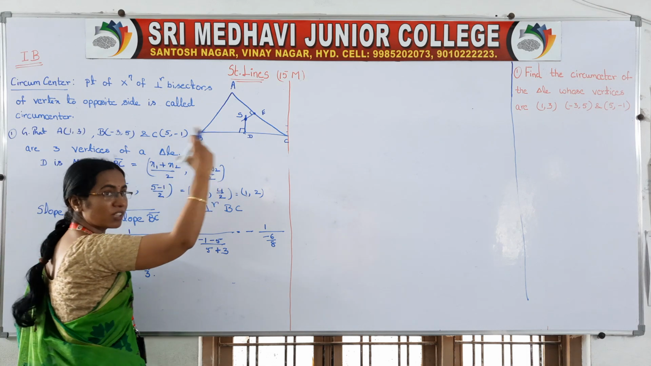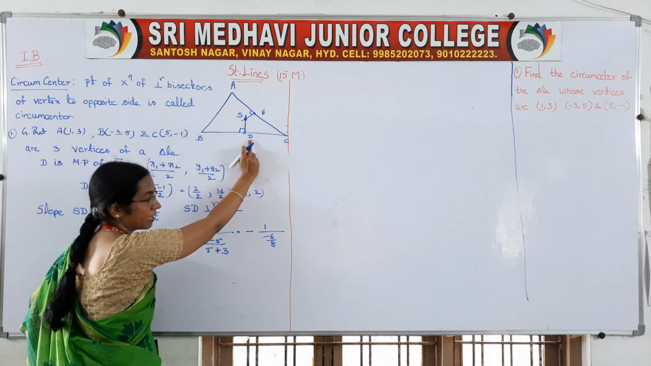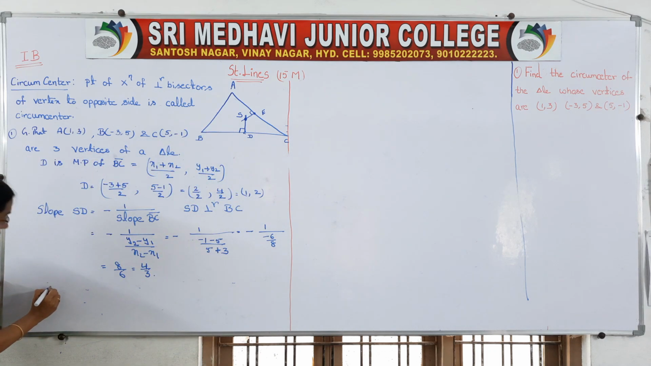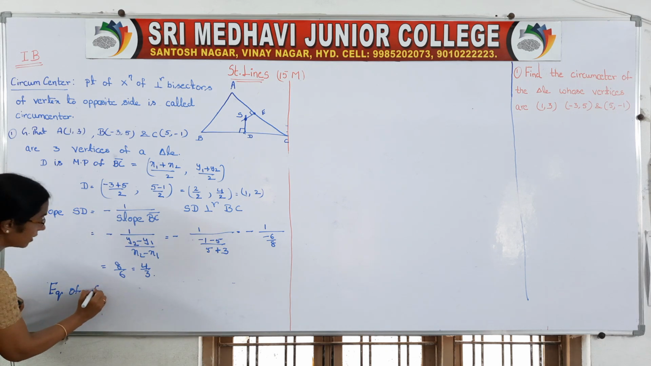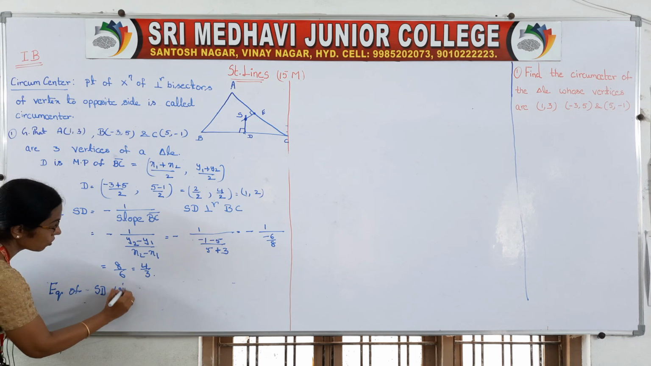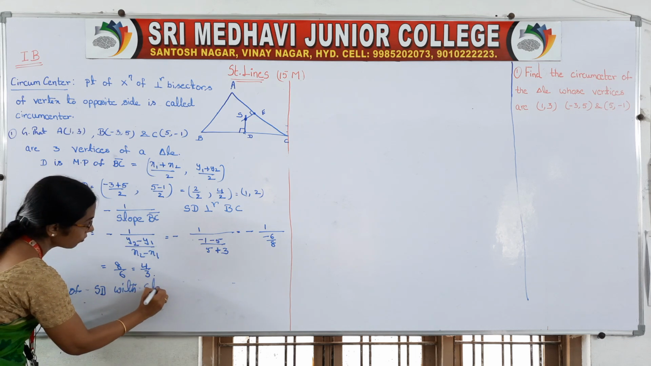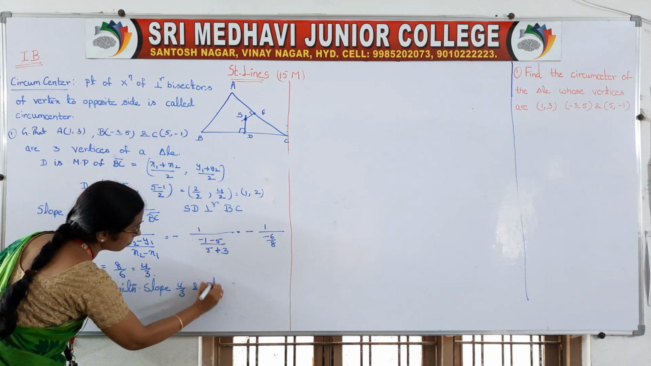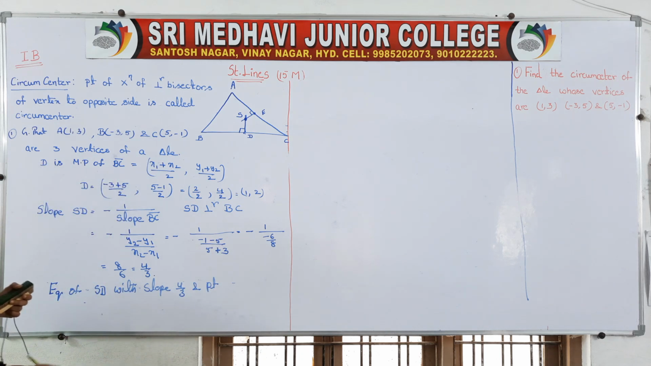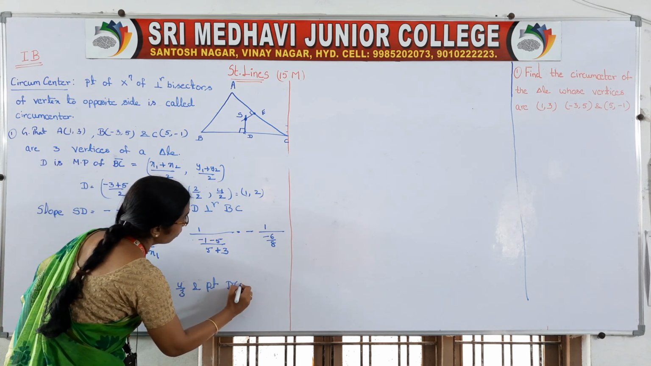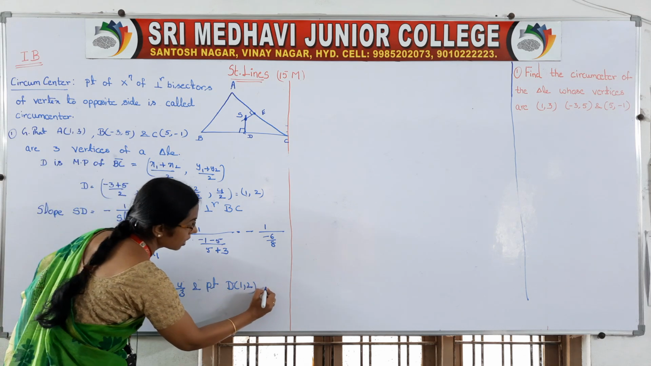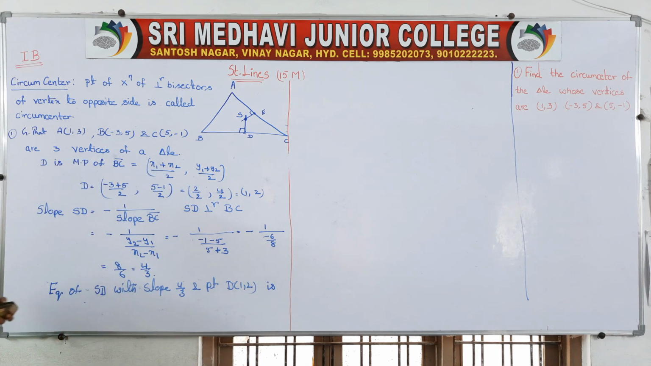We want to write the equation of SD. We got the point and the slope of the line SD, so we can easily write that line equation. So the equation of SD with slope, what is the slope? We got it, 4 by 3, and it passes through the point D. What is the D point? D is 1 comma 2.